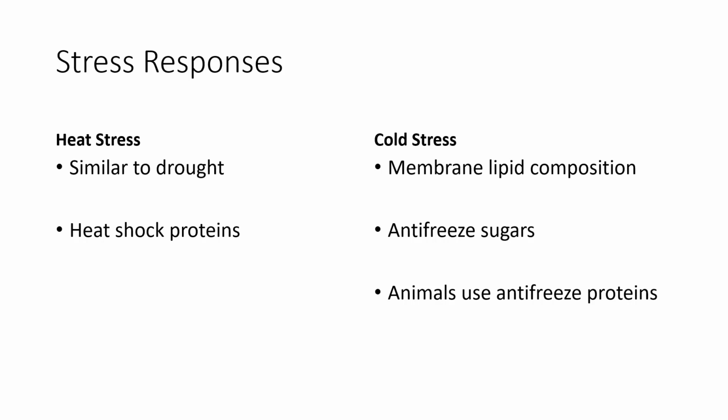Heat stress is similar to a drought stress because heat and drought often coincide, and this also involves heat shock proteins, which allow other proteins to not denature under the heat. A cold stress changes the membrane lipid composition to have more unsaturated fatty acids. Plants can also produce antifreeze sugars, which prevent the cell water from freezing. In animals, we'll see antifreeze proteins to prevent the cells from freezing.